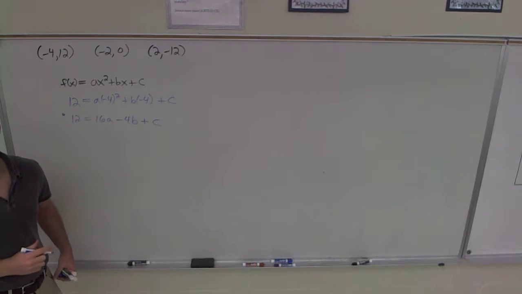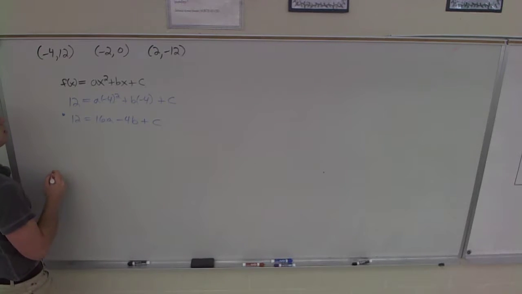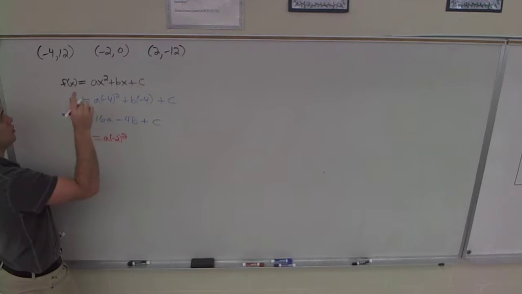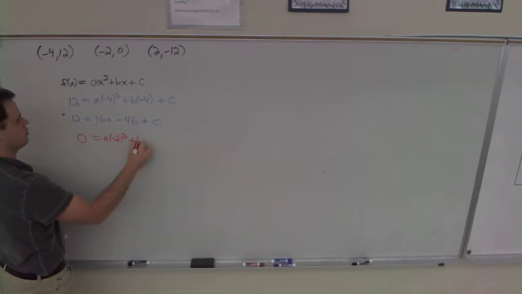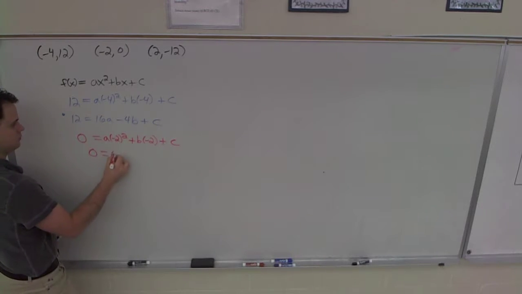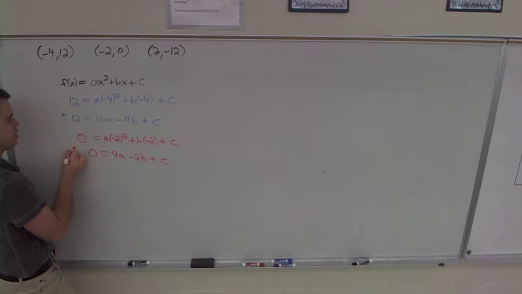You need to do that for the other points as well. So I'll try to color code this as we go. So now I'm going to plug in the second point. -2 in, 0 out. -2 in. Clean it up a little bit. And there's the second equation.